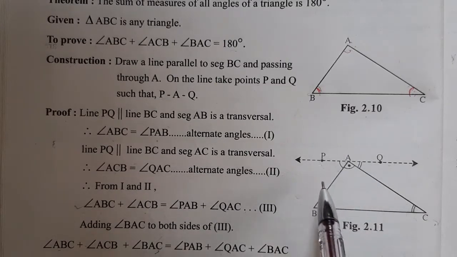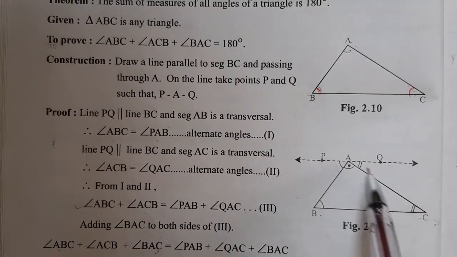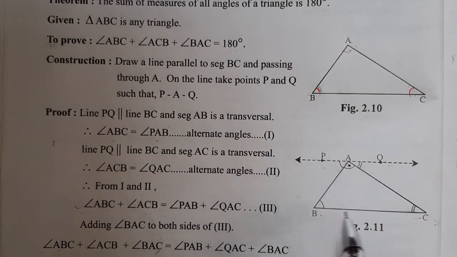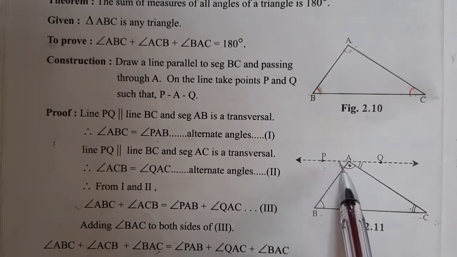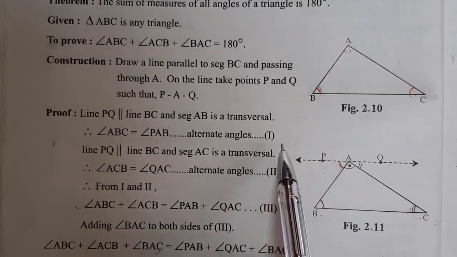Okay, now see the proof. Now we take the line PQ parallel to line BC and AB is a transversal. See here, again I repeat, line PQ is parallel to line BC and AB is a transversal, then we get one pair of alternate angles. Which one? Angle ABC equals angle PAB. These angles are alternate angles. Okay, we give the number 1 for that.